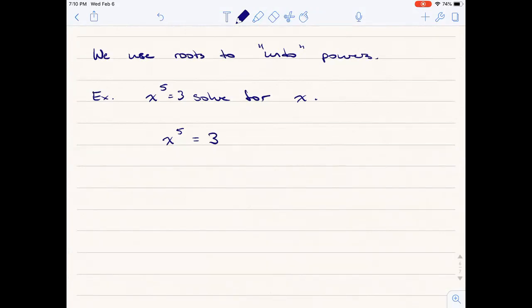So now, if you want to solve for x, you have to get rid of this fifth power, right? And so to do that, you're going to take the fifth root. So you're going to take the fifth root of x to the power of 5, but whatever you do to one side, you have to do to the other side, right? So you have to take the fifth root of 3.